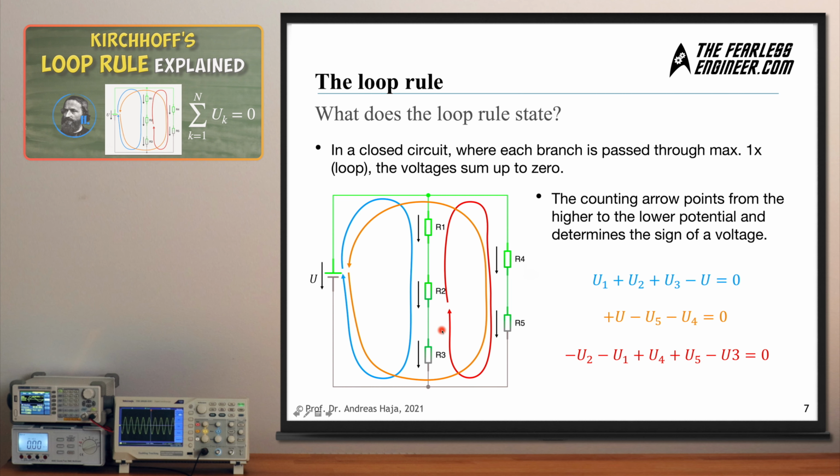We can do the same thing with the rightmost loop. We start with U2, minus U1, because we move against the reference counting arrow direction. Then we traverse R4 in arrow direction. This is why we have a plus and a plus here with U4 and U5, and then we move against R3, which is why U3 is considered with a negative sign here. So in total, it equals 0, just as the others.